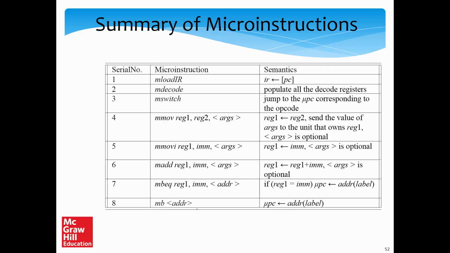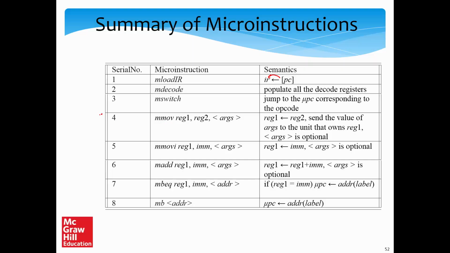Alright, so let's summarize the 8 instructions that we introduced. We introduced the mload IR micro instruction, which takes the contents of the instruction memory addressed by the PC and puts them in IR. Mdecode populates all the decode registers. Mswitch will jump to the relevant microprogram counter corresponding to the opcode of the simple RISC instruction.